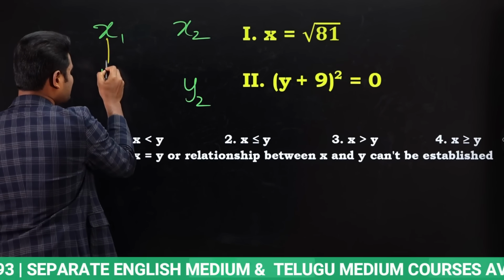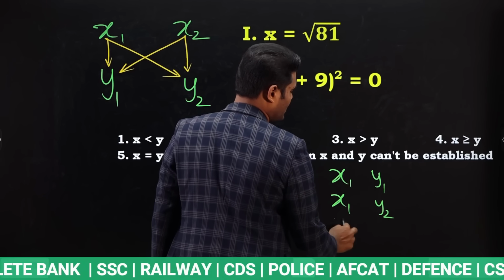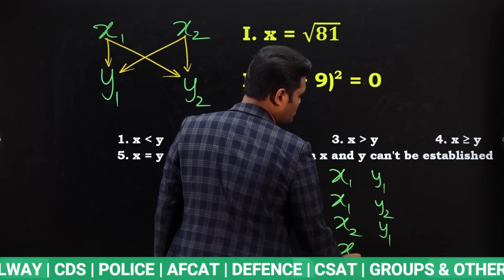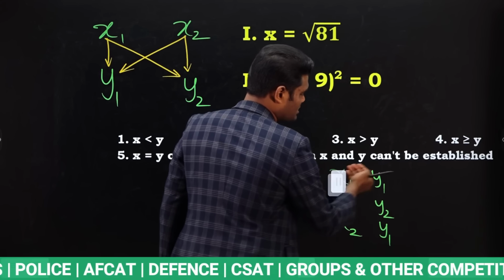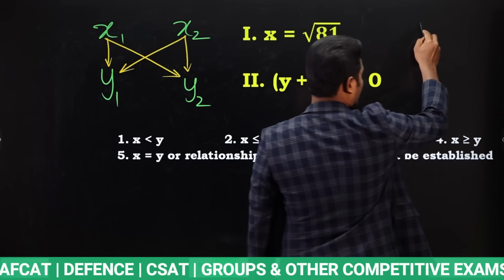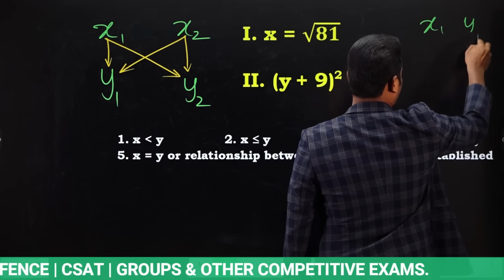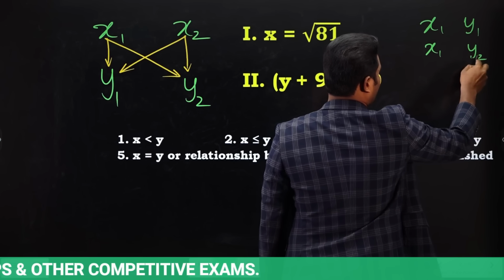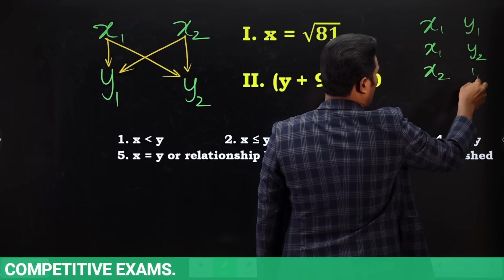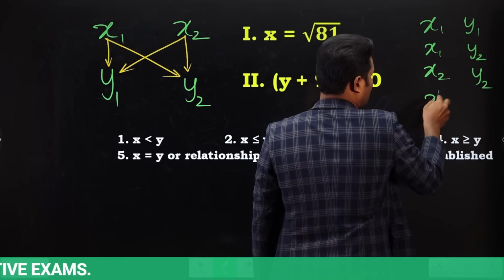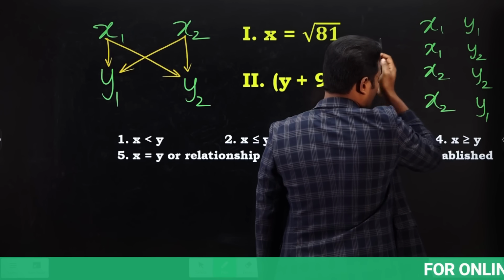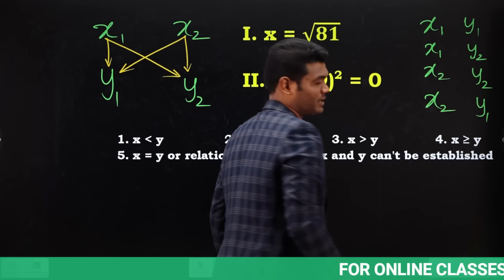x1, y1 is one comparison, x1, y2 is another comparison, x2, y2 is one comparison, x2, y1 is one more comparison. Okay. So total we will have 4 comparisons here.